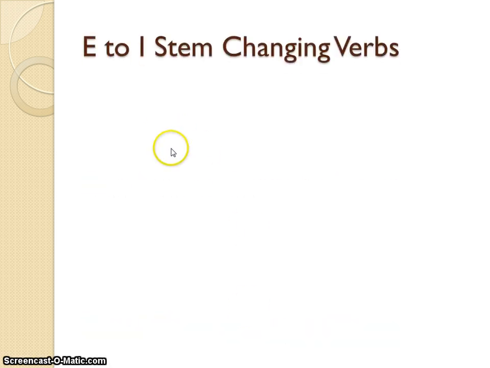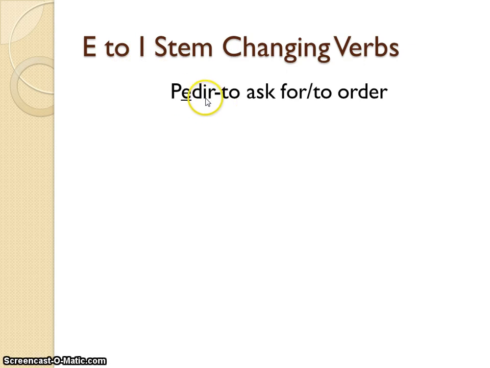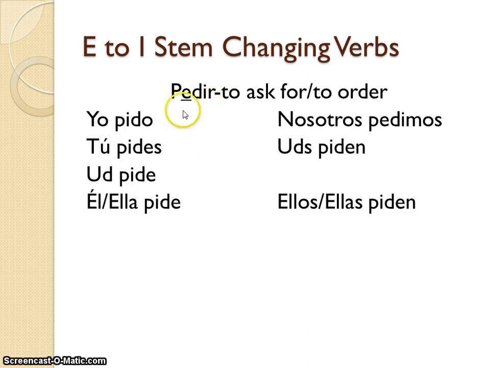Alright, and then the last type of stem changing verbs, an E that changes to an I. And remember what I said, they're always IR verbs that do this. Okay, so let's look at the forms of it. Yo pido. Okay, the E changes to an I. Pedir means to ask for or to order. Yo pido, I ask for. Tú pides, you ask for. Usted pide. Él and ella pide.